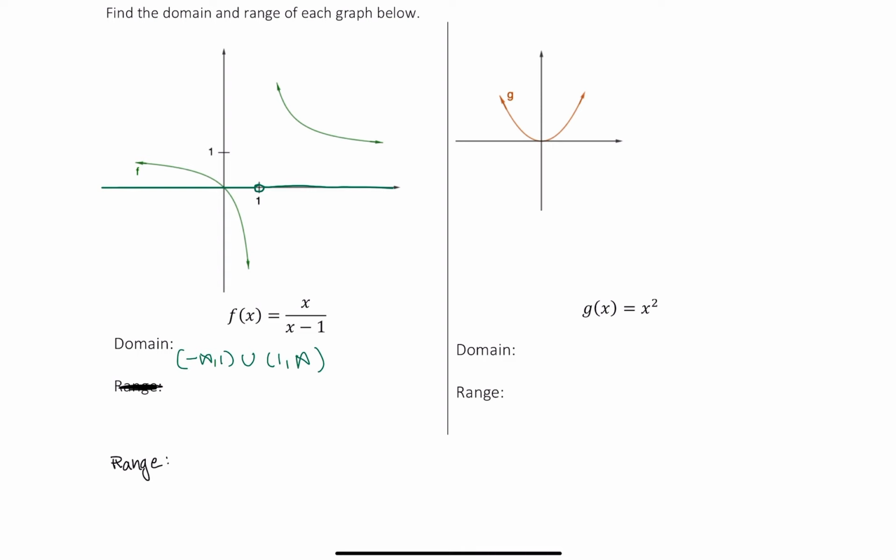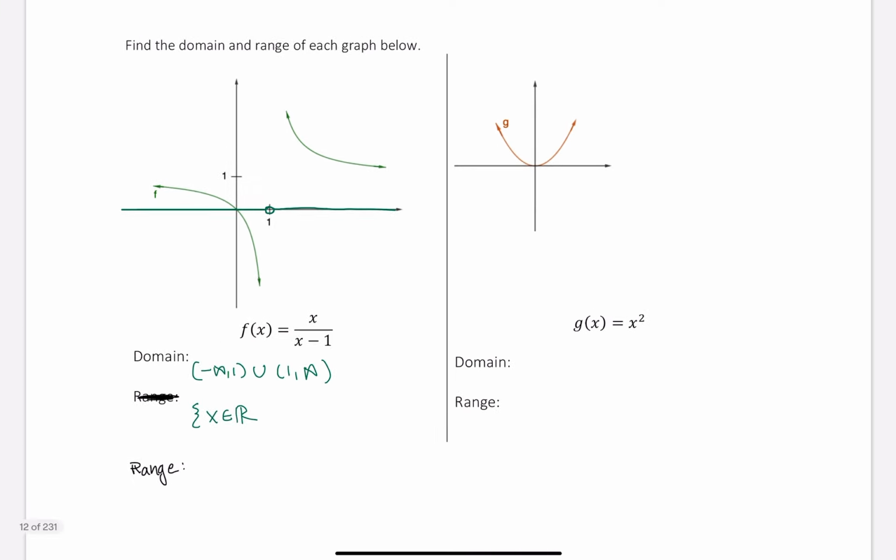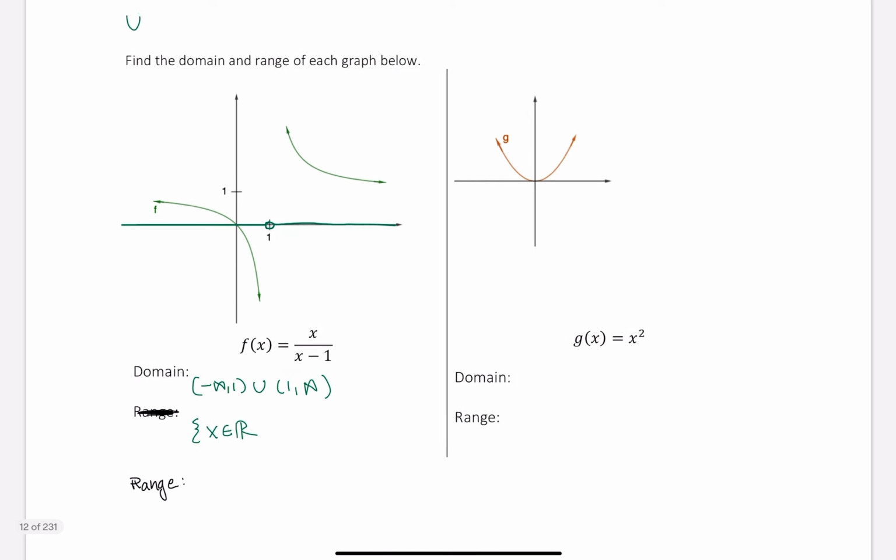Or you can write this using set builder notation, which is the set of x in the real numbers. And let's actually make a little more space for notation. U, this is union, not the letter U. This basically means you're gluing together the two things that are on each side.